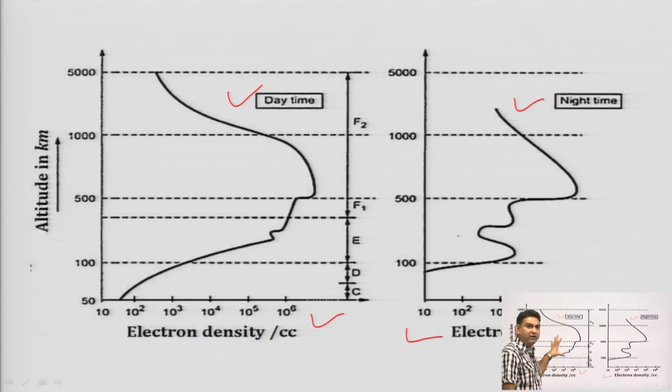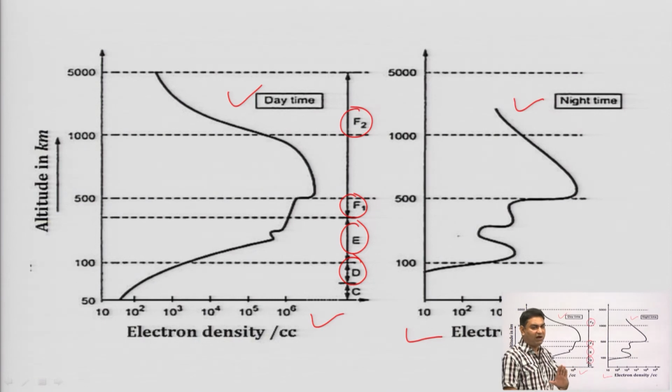During daytime all four layers exist, so here this is the D layer, this is the E layer, this is the F1 layer and this is the F2 layer. Height wise, the D layer is lowest, then the E layer, followed by F1 and F2. The height scale is given here: 50, 100, 500, 1000. So at these particular heights, what will be the electron density?